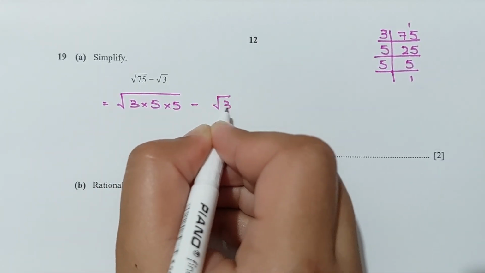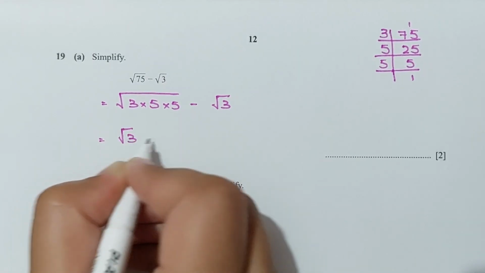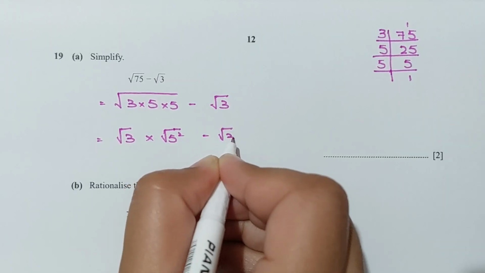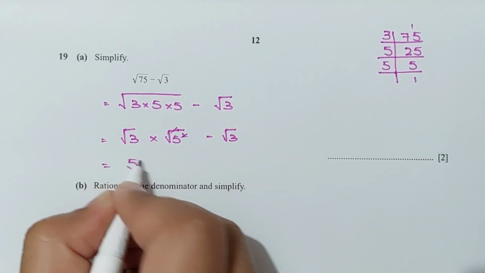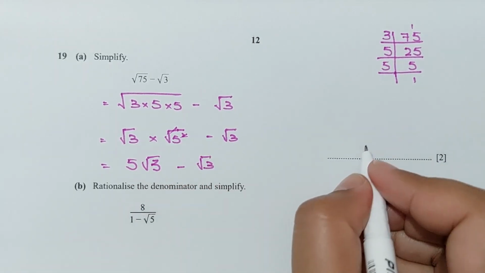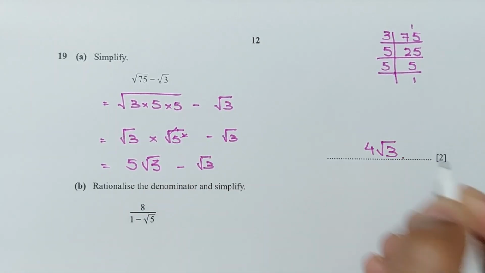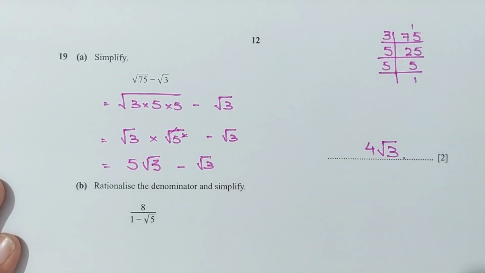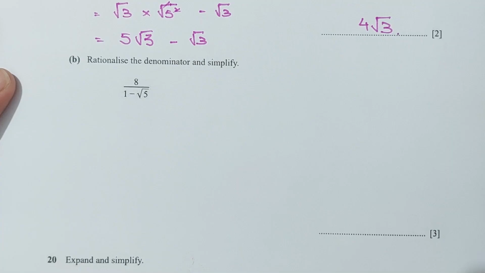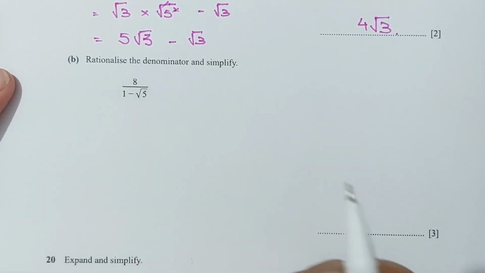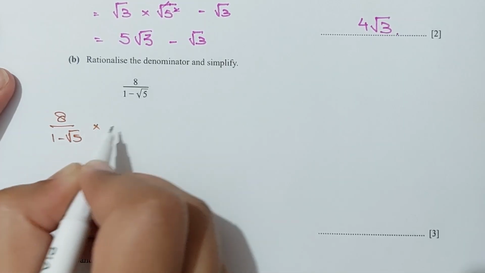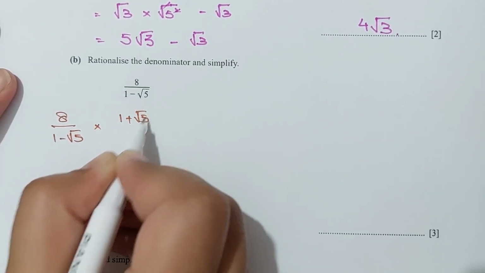Minus root 3. So this is root 3 into root 5 square minus root 3. So the 5 is outside. 5 root 3 minus root 3. 5 minus 1 is 4. Root 3 is the simplified answer. Now for part B, rationalize the denominator and simplify. Whenever we are rationalizing the denominator, we have to multiply and divide by the conjugate of the denominator. So this is 8 over 1 minus root 5. Multiply and divide by 1 plus root 5.